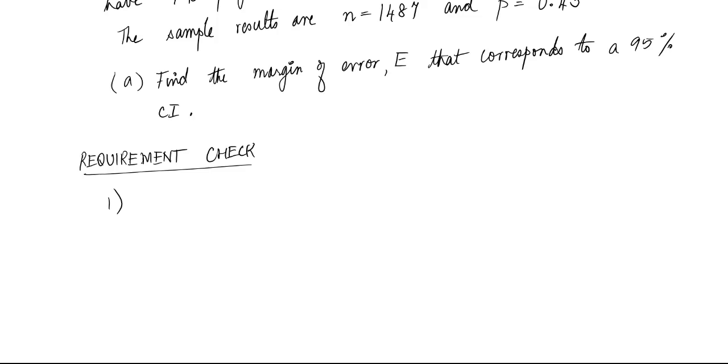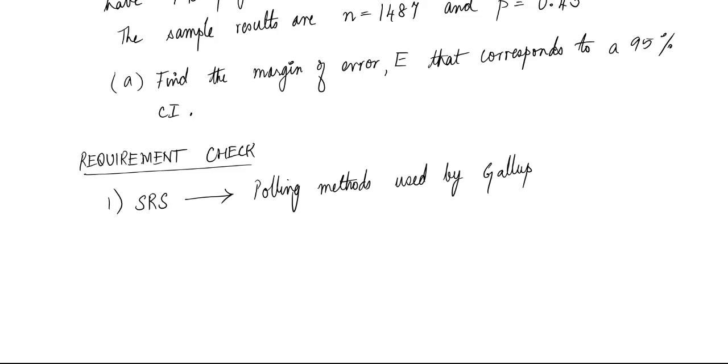You have to go back and see what the requirement check was. The first one said it must be a simple random sample. Do we have proof that the sample was collected by the simple random sampling method? Well, we know that the Gallup organization is well known and reputable, and we know their polling methods. If you don't have that information and you're not sure if you can rely on it, you have to do that background check and research how they collected their data.